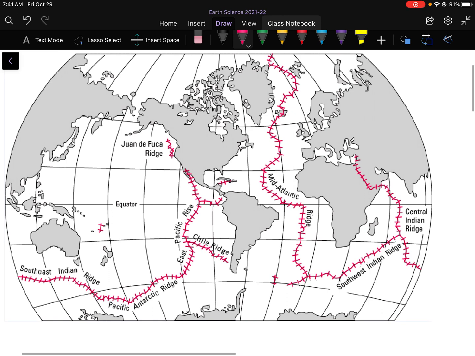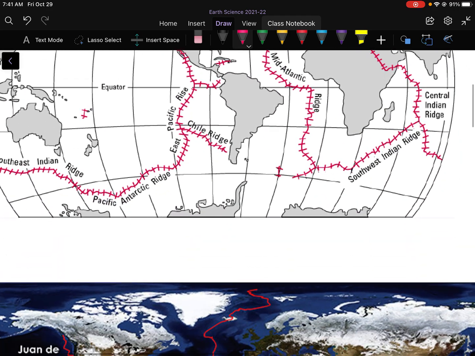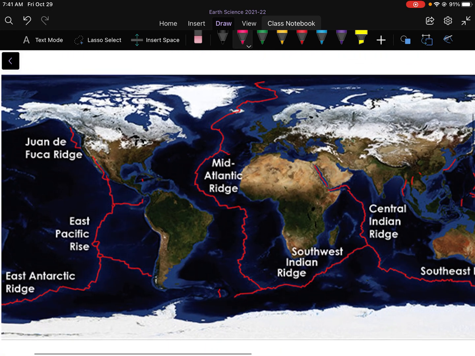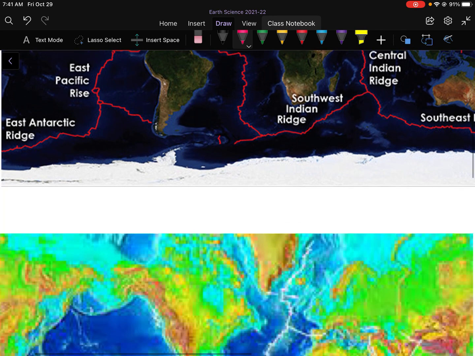These spreading ridges, we now have mapped them out, and they look like gnarled seams on a baseball, basically. They each have different names, and we have one right off the coast of Oregon called the Juan de Fuca Ridge. Again, this is where the plates are spreading apart. There's another view: the Juan de Fuca Ridge, East Pacific Rise, the East Antarctic Ridge. So again, these puzzle pieces are moving apart from one another at these spreading ridges.